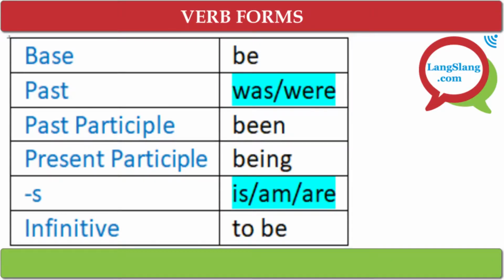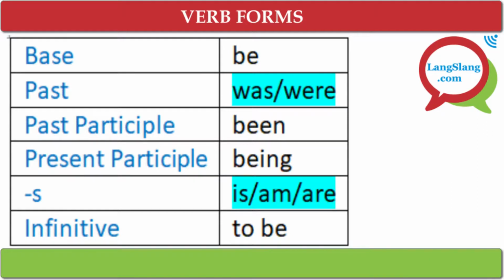There are special verbs. For example, verb be, which has special forms. Its base form is be. Its past form, there are 2 past forms here, was, were. Its past participle form is been. Its ing form is being, that is fine, but the special part comes in the S form or the present form or the third person singular form. It has 3 forms here, and that is is, am, are. Okay, and the last form is to be.